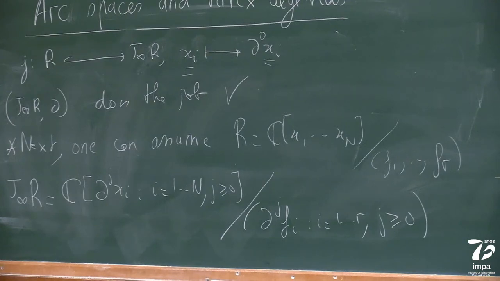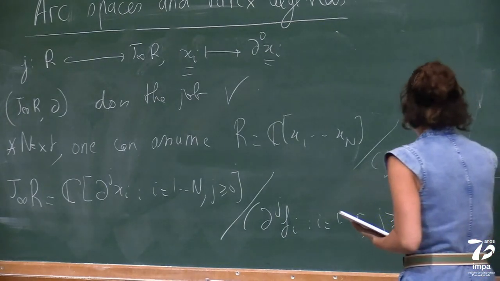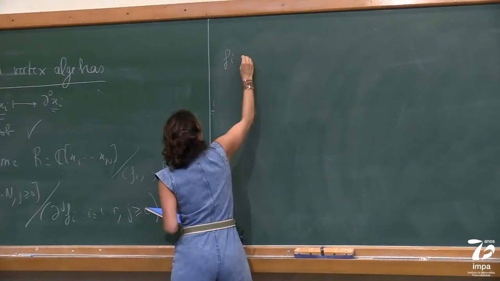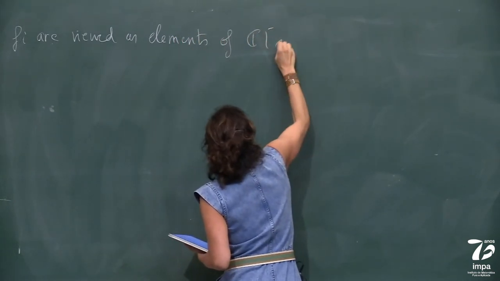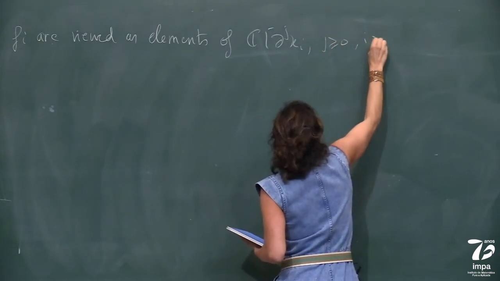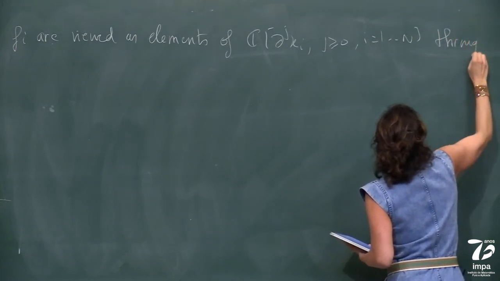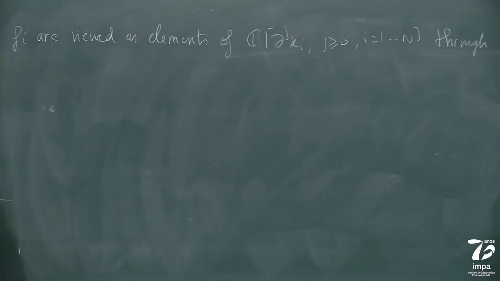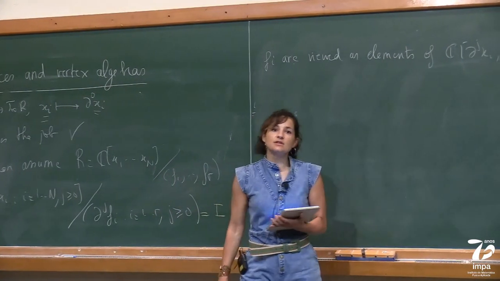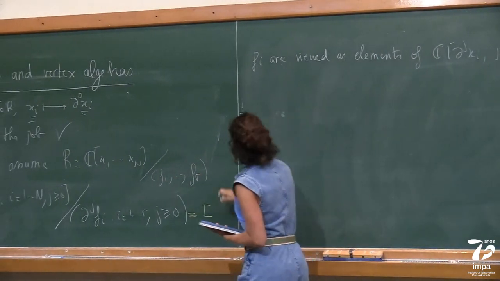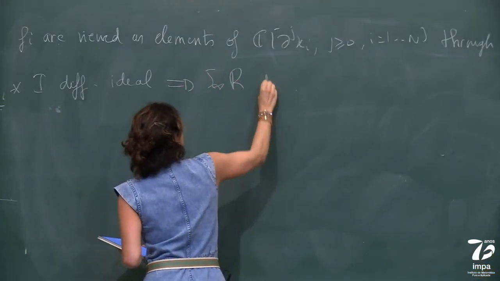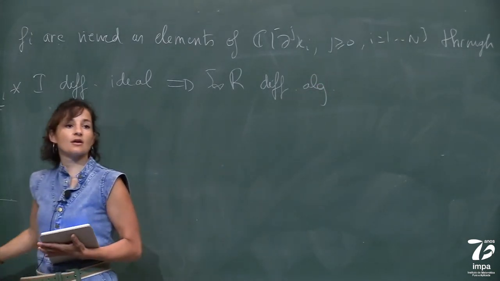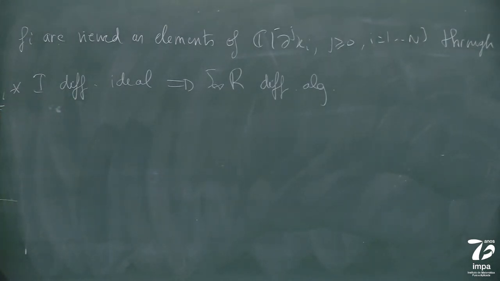So now it remains to show that it is well defined, that it is a differential algebra, and that it satisfies the required property. Maybe here I should specify that I view the Fi as elements of the previous algebra through the embedding. All right, so now let's say this is I. Since I is a differential ideal, the quotient is a differential algebra. And since it is the smallest differential ideal containing the Fi, this satisfies what we want.